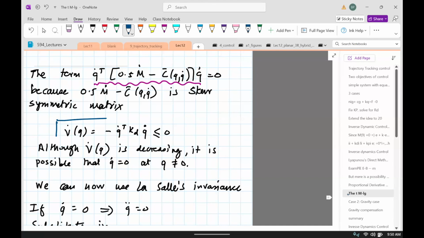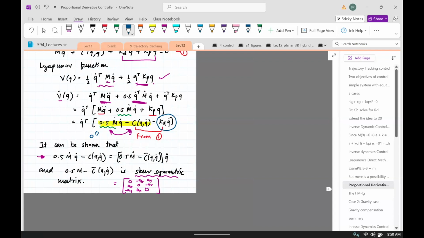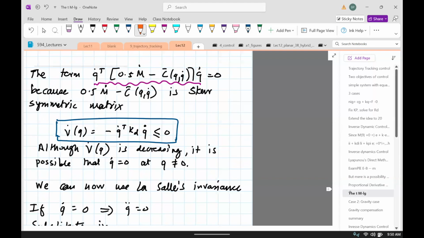So V dot Q is Q dot transpose KD Q dot, Q dot being the velocity. Now again, you'll end up with the same issue. Even though V of Q is positive, so it meets the first condition, and V dot Q is less than 0, we have to be very certain that Q dot equals 0 only at Q equals 0. But there's a possibility that Q dot is not 0 at Q equals 0. That is, the 0 position is not the equilibrium position, but something else.